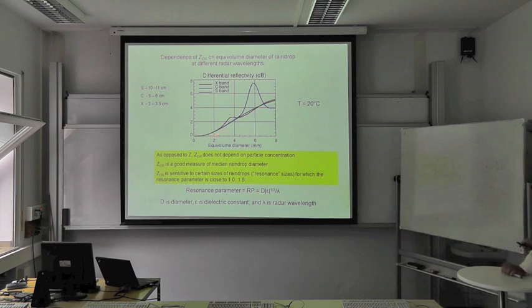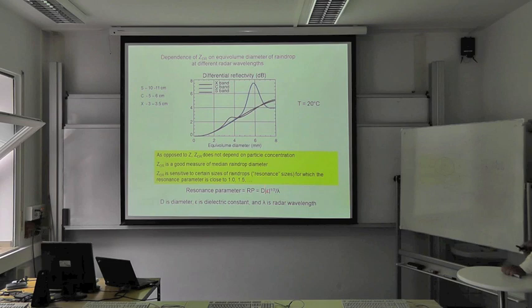So from this, you can say that differential reflectivity is a good measure of median raindrop diameter, because it depends on diameter very strongly. It's definitely very sensitive to certain sizes of raindrops, resonance sizes, for which this resonance parameter is close to 1, 1.5, 2, etcetera. Okay, the strength of this resonance depends on the temperature because epsilon depends on the temperature.